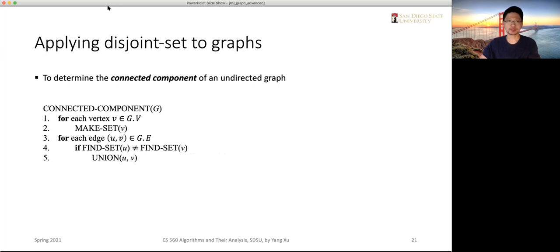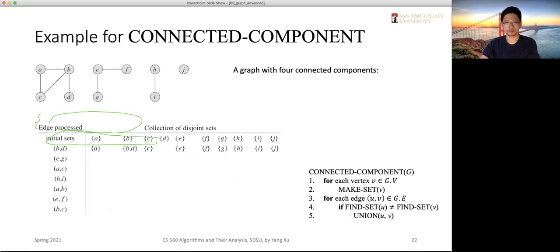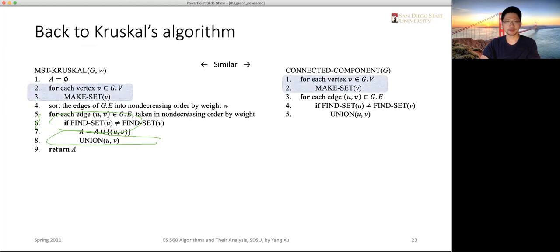The connected components algorithm also comes with two for loops, right? The first for loop goes through all the vertices. The second for loop goes through all the edges, right? And this algorithm uses something we have already gone through. And yes, here we're gonna compare it with Kruskal's algorithm.